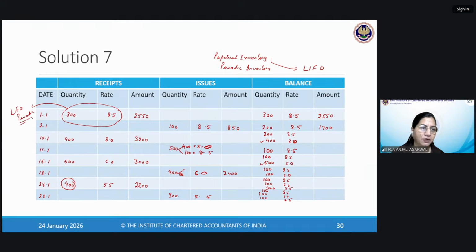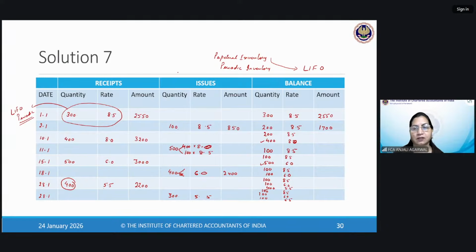So periodic doesn't mean that I'm going to issue on 2nd January the lot which I receive on 28th, but I'll price the issue at the lot I receive on 28th. So I'll just issue the raw material, but I'll sit down at the end of the period, at the end of month on 31st January, and at that time I'll do the pricing. So in LIFO periodic, my last price is 5.5. So first I'll dispose of these 400 units at 5.5, then this.